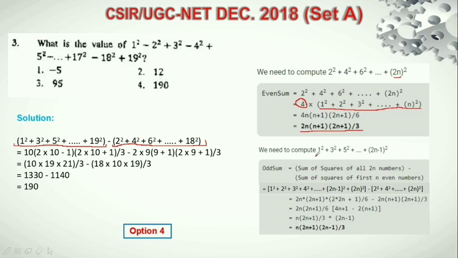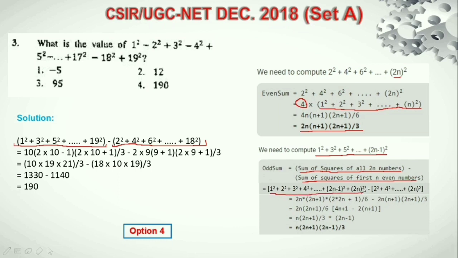Now in order to calculate the sum of the series containing odd terms, we subtract the sum of squares of the first n even numbers from the sum of squares of all 2n numbers, that is 1 square plus 2 square and so on up to 2n square minus 2 square plus 4 square and so on up to 2n square. So by subtracting these two series, we will get the sum of the series containing odd terms only.